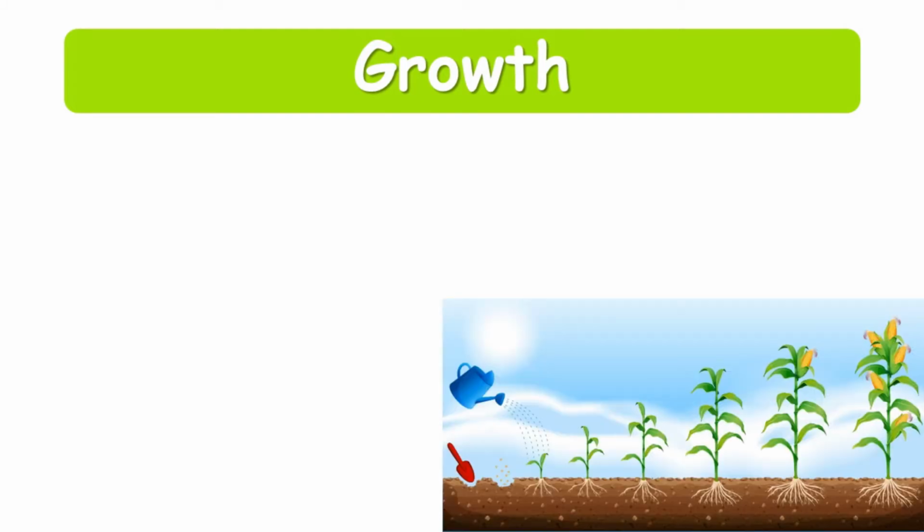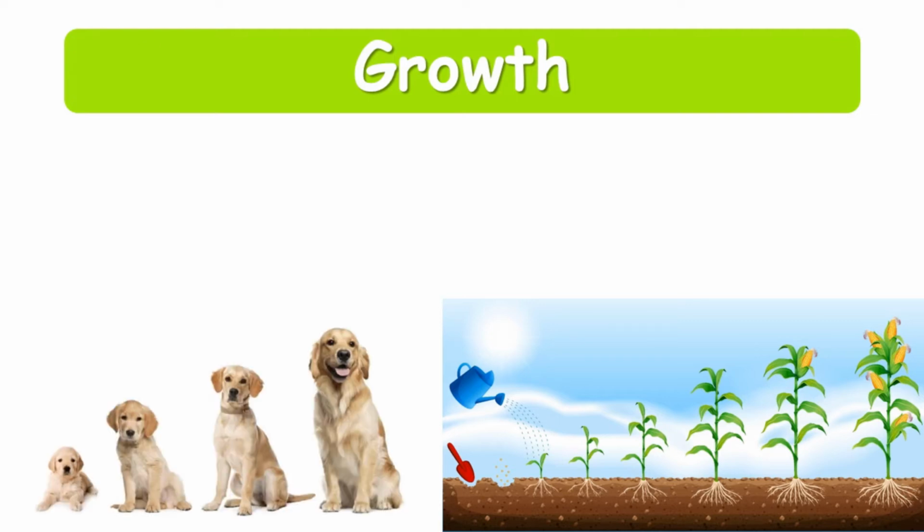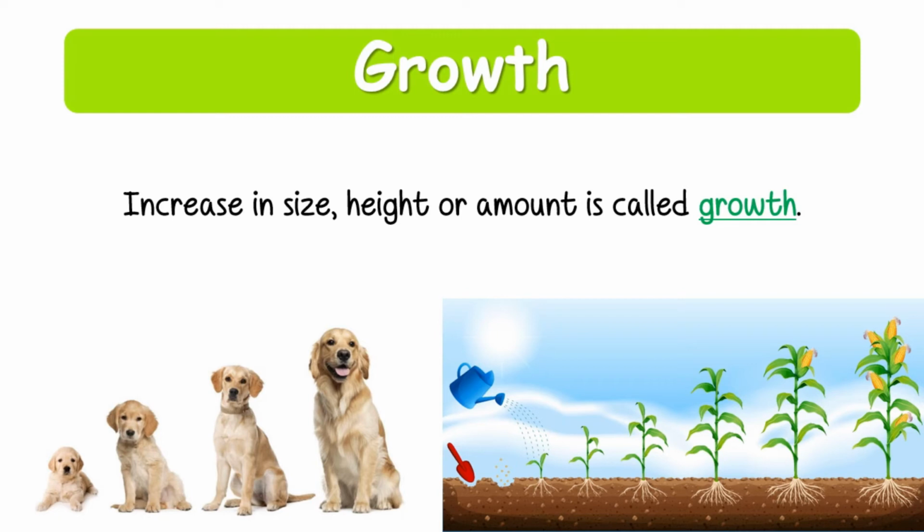Growth. In the first part of this video, we have already discussed that growth is the main difference between living and non-living things. When we look at this picture, the small plant gradually grows into a big plant, and the small puppy grows gradually into a big dog. This increase in size, height, or amount is called growth. Growth is a common feature of organisms.